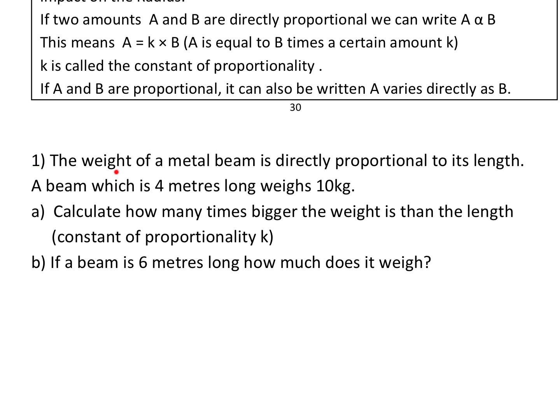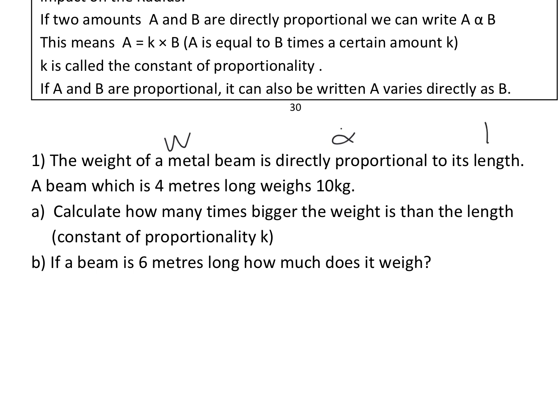Number 1. The weight of a metal beam is directly proportional to its length. Let's break that down before we go any further. The weight of the metal beam, we're going to call that W. So W represents the weight of the beam in algebra. It is directly proportional. We said this sign here means directly proportional, so we can put a little sign there. And what is it directly proportional to? Its length, and that's called the length L.